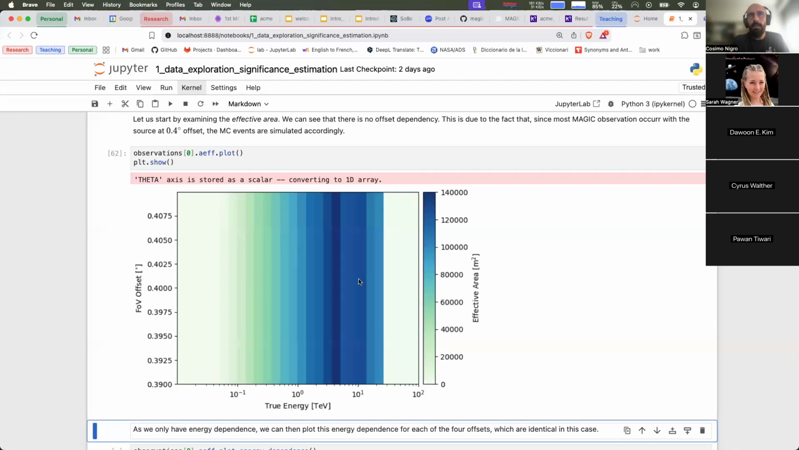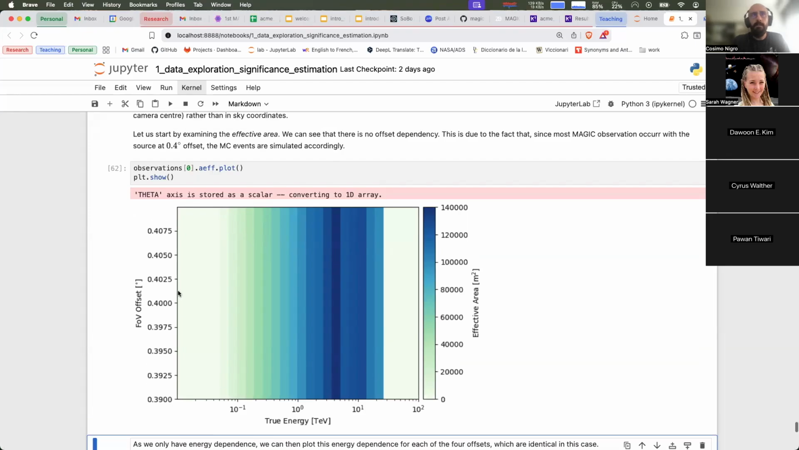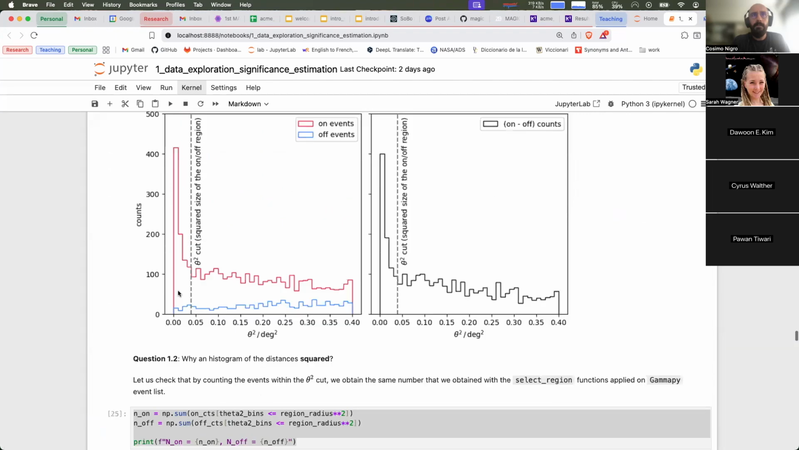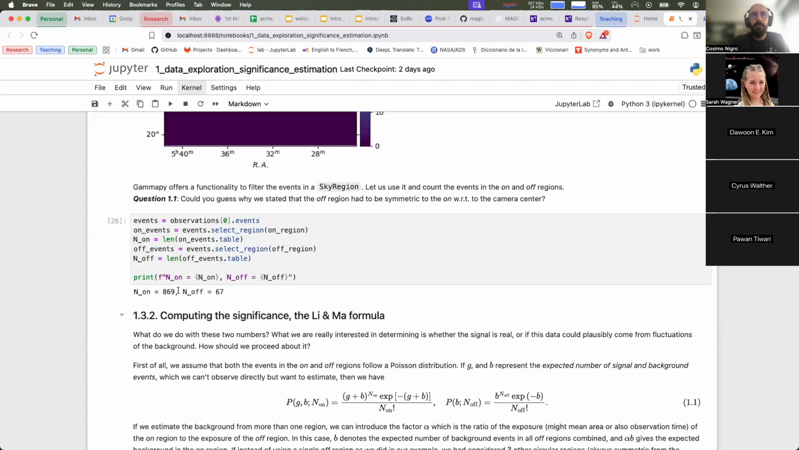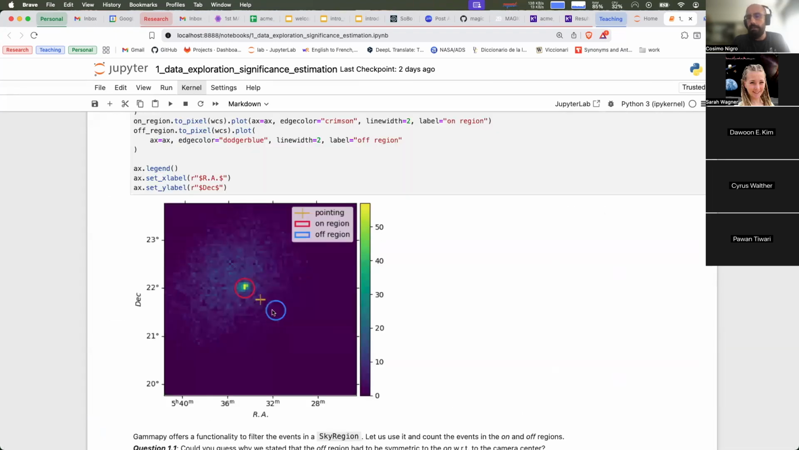Can you imagine why is that? Why do we have basically only the response at 0.4 degree? Does this number ring a bell? It's basically this distance. What we know is that in our observation, the source will be sitting at 0.4 degree offset. So what is commonly done in MAGIC is to simulate the response only at 0.4 degree offset.